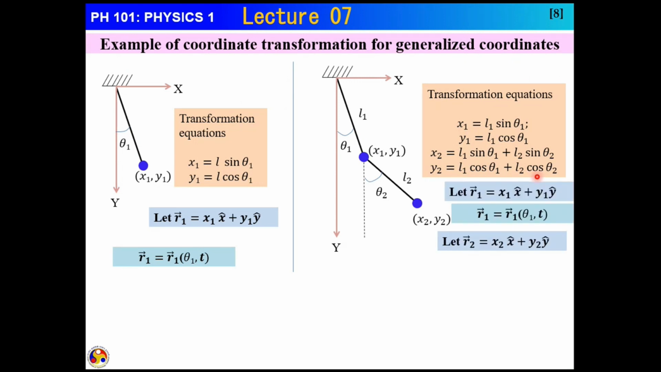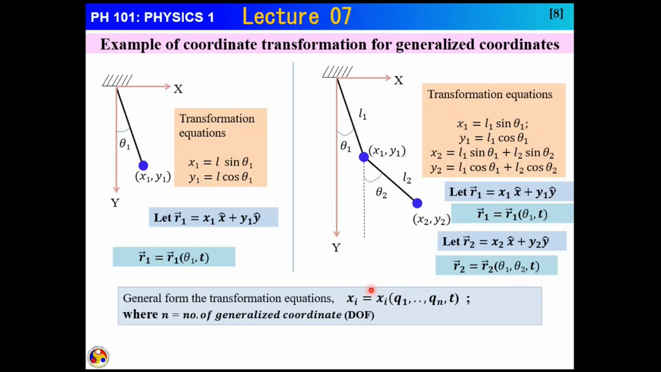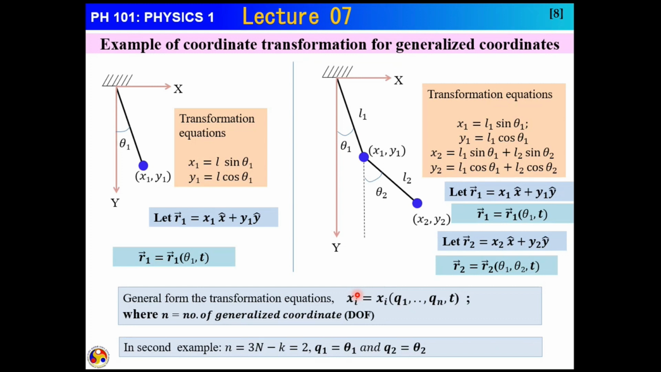So in general, R1 is a function of theta 1, and R2 is a function of theta 1 and theta 2 and time. This is what we had written in the previous slide, that in general the coordinate xi will be a function of the generalized coordinates. Here for the double pendulum, q1 is theta 1 and q2 is theta 2. For the single pendulum, there is only one generalized coordinate, which is q1 equal to theta 1.